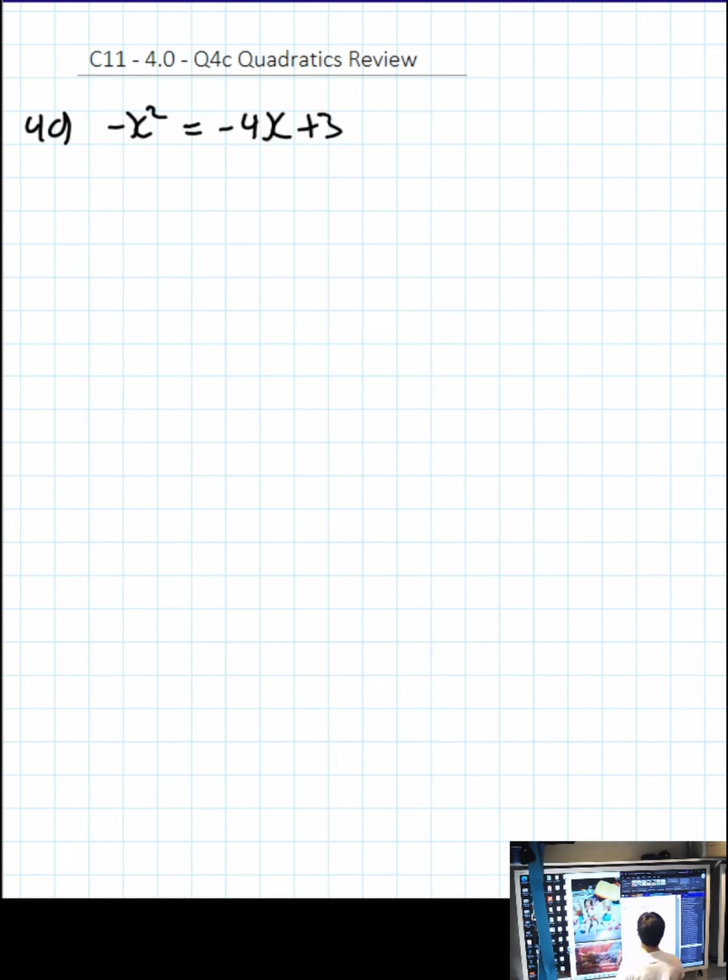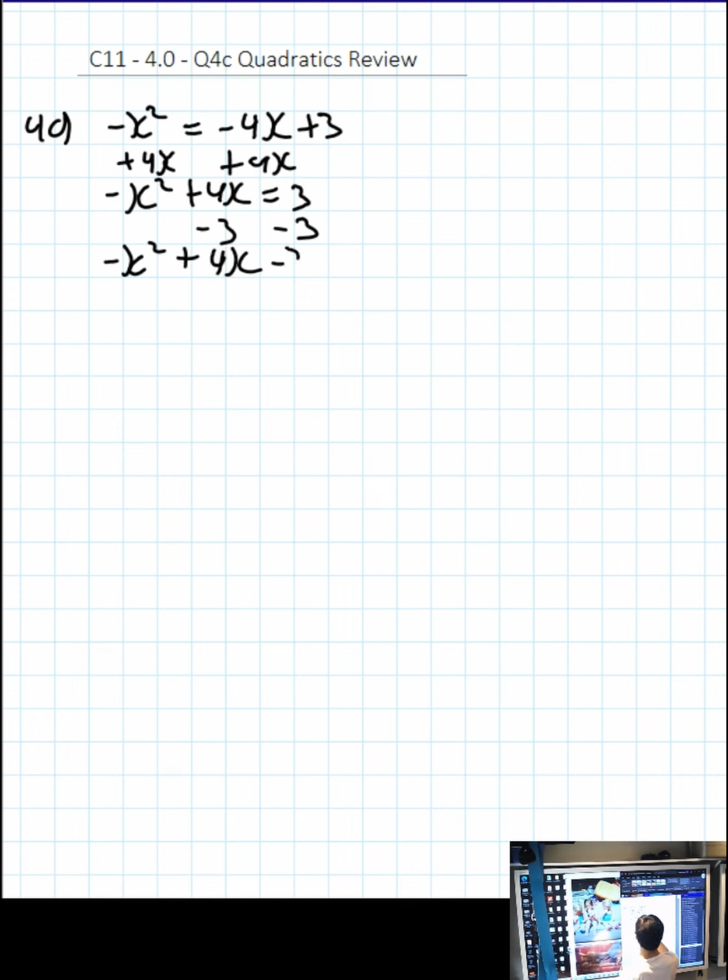So we could add x squared to both sides, but I want to show you a different step. Let's add 4x to both sides first, plus 4x, plus 4x, and we'll have negative x squared plus 4x equals 3, and then we can subtract 3 from both sides, minus 3, minus 3, and we'll get negative x squared plus 4x minus 3 equals 0. We can then divide both sides by negative 1, over negative 1, over negative 1.